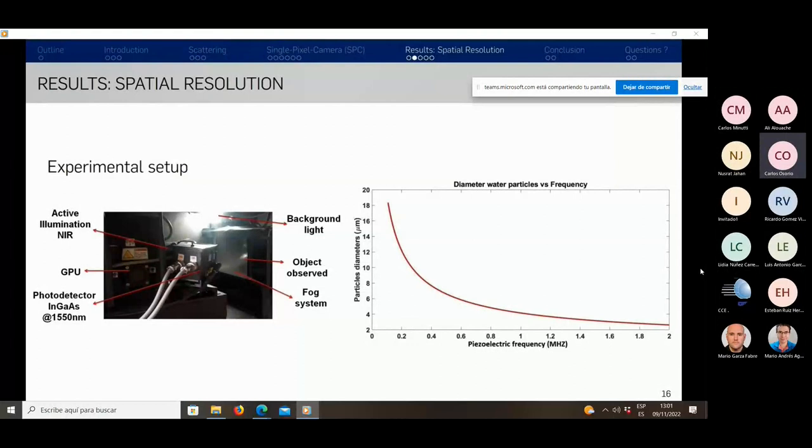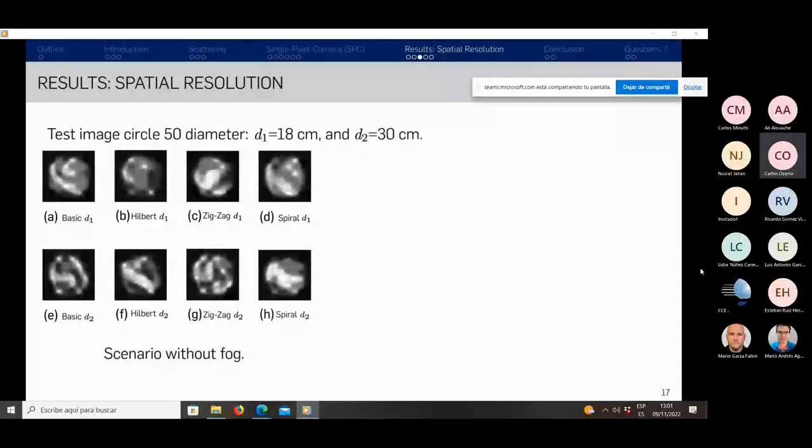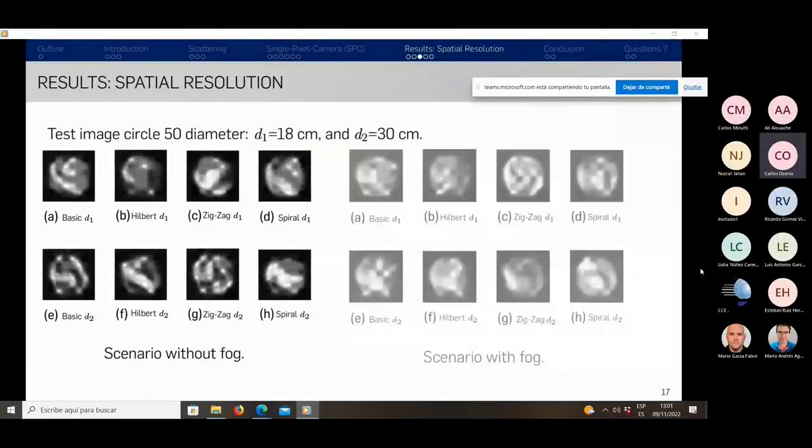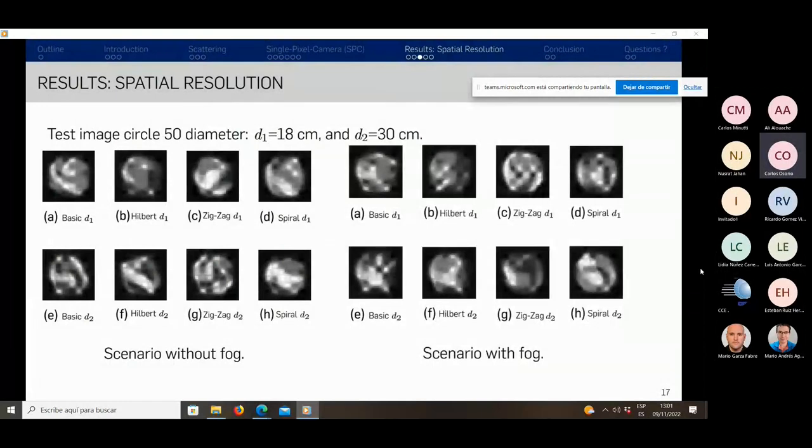In the test bench, we can simulate the condition of scattering using a unifying piezoelectric. In the field test, using an imaging circle of 15 millimeters in diameter, in this test, you determine the variation of the spatial resolution with the distance in different scenarios, with conditions of the scattering.